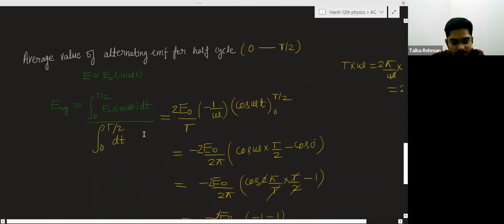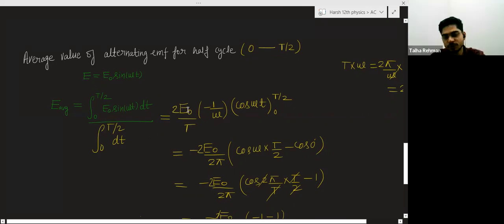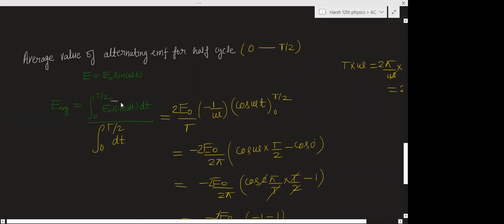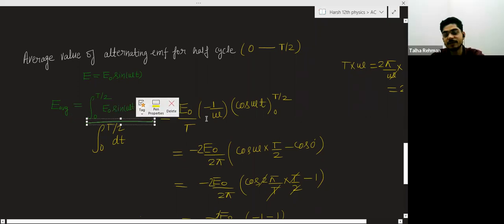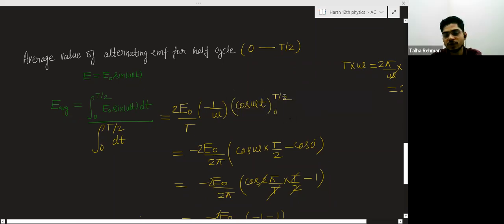See what you have to do now. This is t by 2 here, so you will get in the denominator t by 2. Then you can write 2 by t into E naught. E naught will be out of the integration, and when you do the integration of sine omega t, it will be minus 1 by omega into cos omega t, and you will apply the limit for cos omega t, 0 to t by 2.